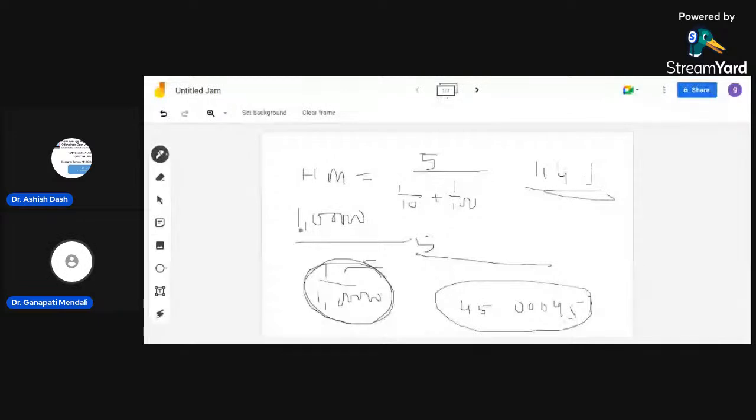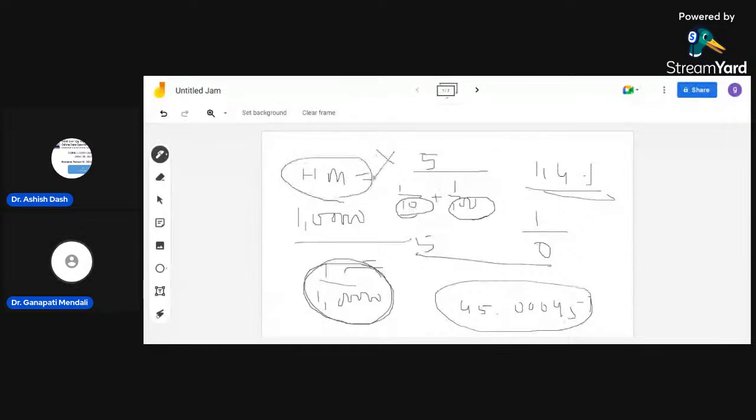But what is the demerit? It is not easy and simple to calculate the harmonic mean, because first we have to take the reciprocal of the observations, and again the reciprocal of the arithmetic mean. So it is very complex, not like the arithmetic mean calculations. Next, if one observation is zero, we cannot calculate the harmonic mean, because 1 by 0 is not defined. If an observation is not positive or is 0, we cannot calculate the harmonic mean. That is a demerit.